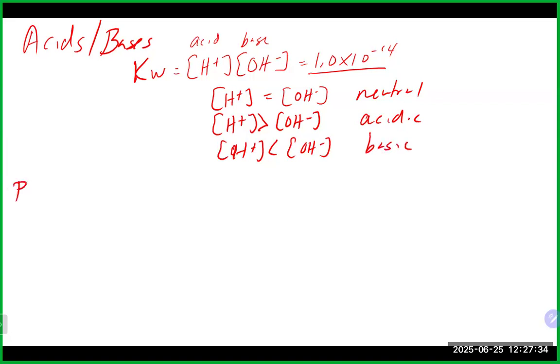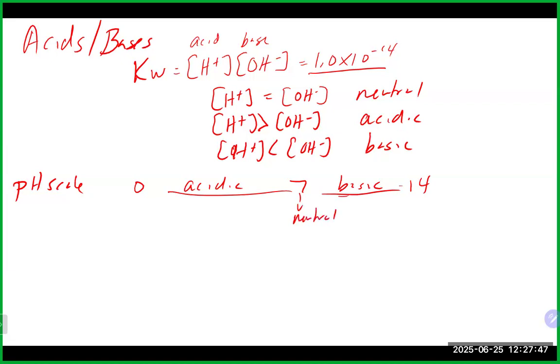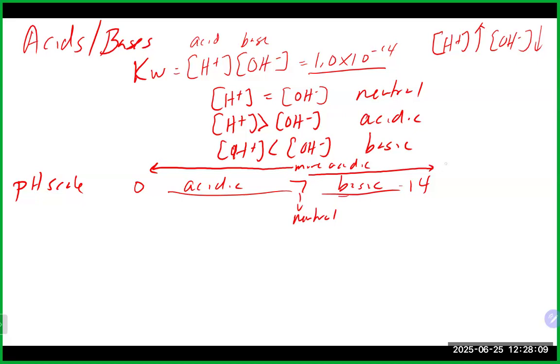We talked about the pH scale. Again, it goes from 0 to 7 to 14. Acidic is below 7, basic above 7, and neutral at 7. Remember that the relationship between H plus and OH minus is an opposite relationship. As one goes up, the other goes down, so they go in opposite directions. From 7 going towards 0, it's going to be more acidic. And if you're heading from 7 towards 14, it becomes more basic.